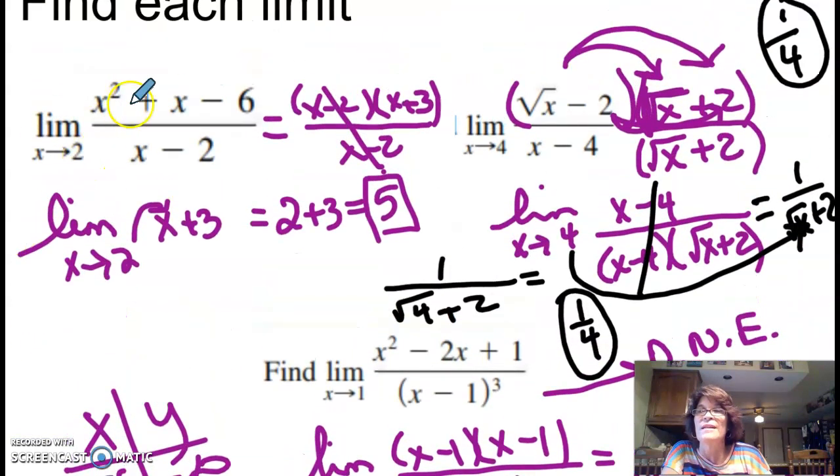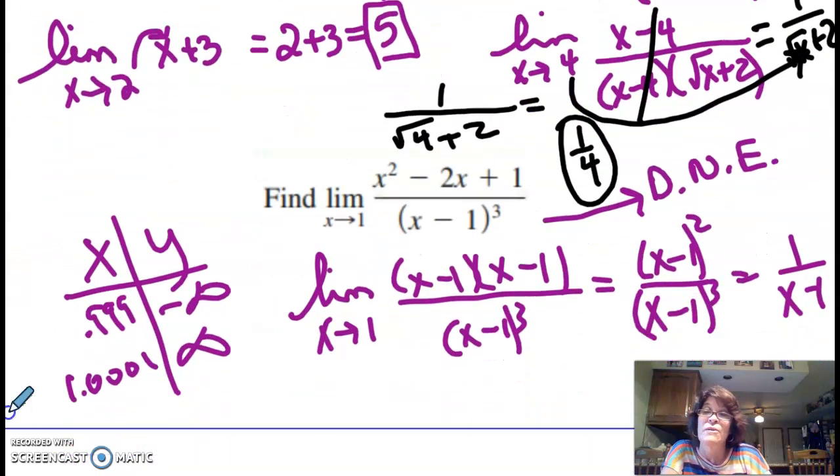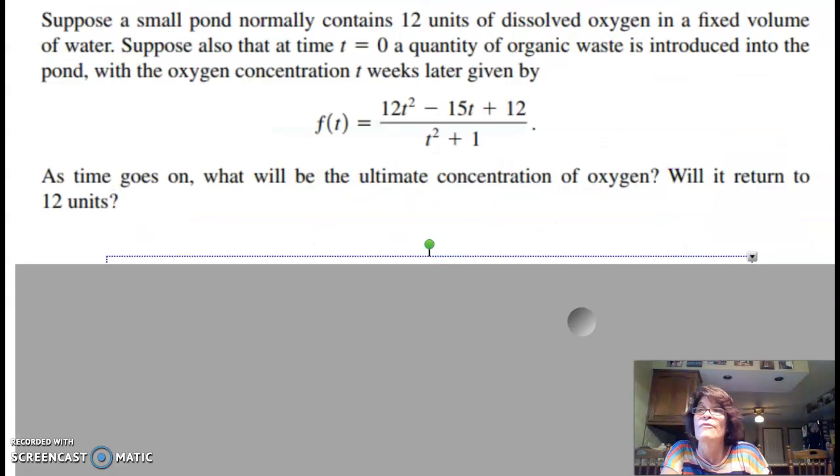So at first glance, don't just put the 2 in and be like, oh, I get 0 on the bottom, it doesn't exist. It could just be a hole in the graph, which means it's still getting close to something, even though it doesn't actually touch it. Okay, and then the limit does exist, so be careful.